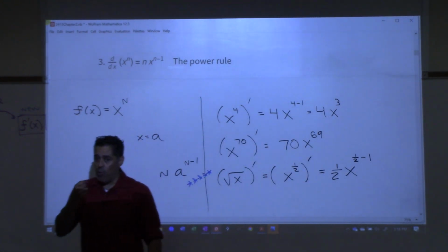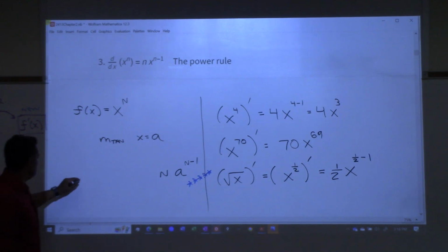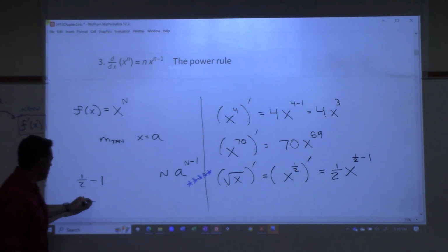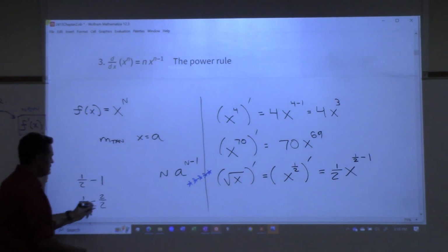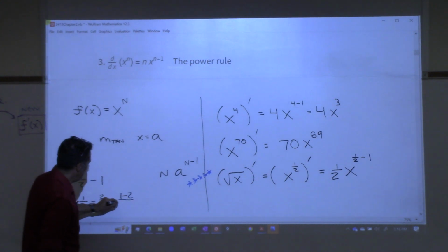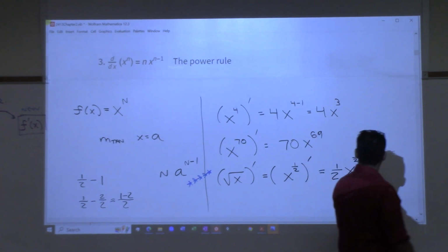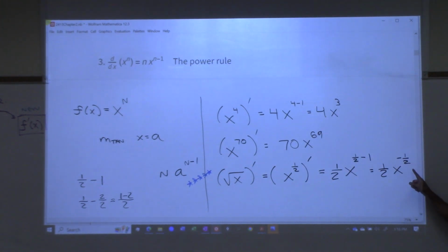Subtracting 1 from a fraction is something that you have to get fast with, all right? When you're first learning this rule, you're going to kind of struggle with it a little bit, but you really need to get used to taking a fraction and subtracting 1. To do it, all we ever do is just get a common denominator. So you just rewrite the 1 as 2 over 2, and that way you can subtract them. And now you just do numerators, 1 minus 2 over 2, and that gives you negative 1/2. So this should be 1/2 x to the negative 1/2. Y'all agree?